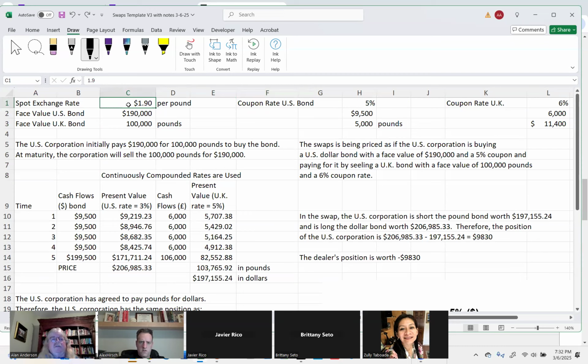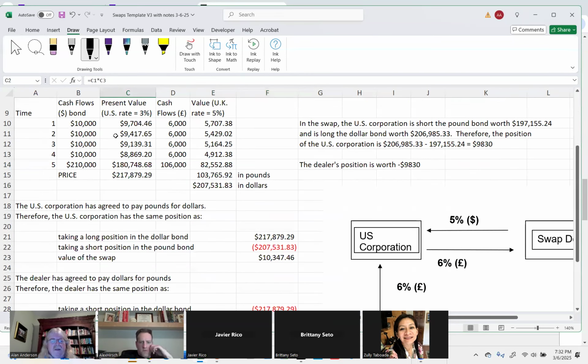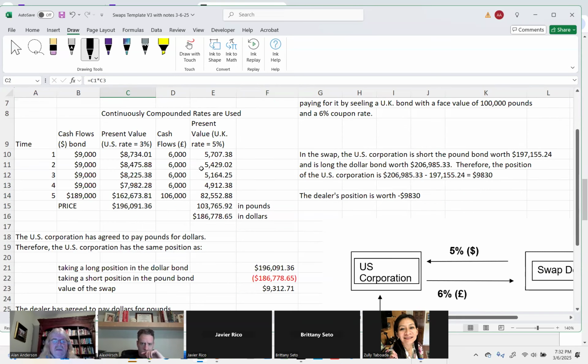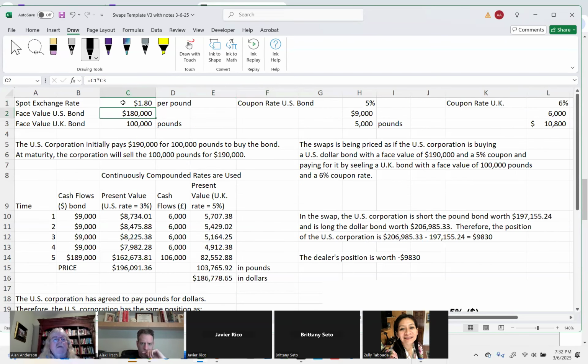Like, let's say I made it $1 or $2. Oh, I just made money. Let's change it to $1.80. Oh, I'm still doing okay there. Yeah, there's going to come a point though where suddenly it moves against me.